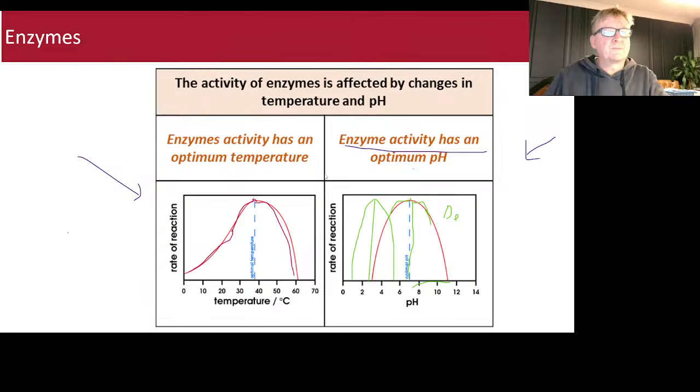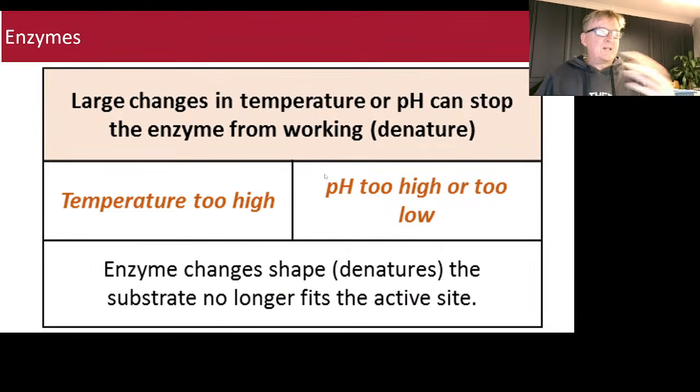Okay, that's enzymes. Right, now that's kind of summarizing exactly what I then just said. Right, so if the temperature is too high, it denatures. If the pH is too high or too low, it denatures. And that is then the changing of the shape of the active site.